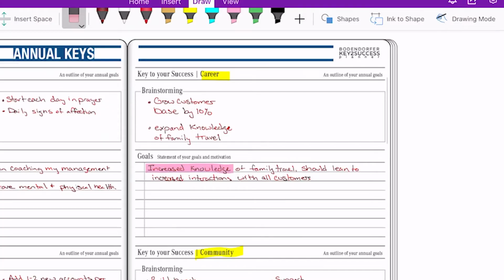The third development area is career. Career is important to all of us, and it's many of the reasons why you purchase this planner.